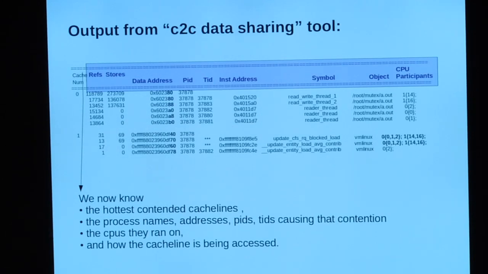We now know the hottest cache line, the data address being contended, the names, the process names, the address of the instruction address, the PID, the thread ID that's causing the contention. All the information we need to solve it. The rest of the cache lines got much colder right away.